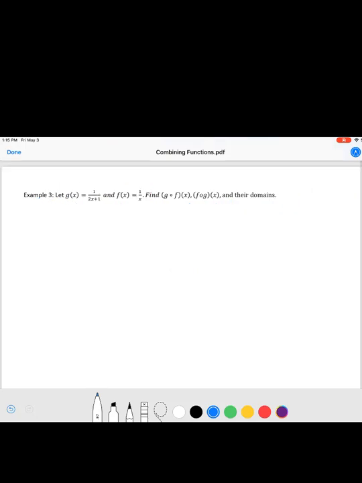Okay, example 3. We have g of x is 1 over 2x plus 1, and we have f of x is 1 over x. Let's first find g of f of x. So this means I'm going to take the entire function of f of x and plug it into g. So I'm taking this whole function, 1 over x, and I'm plugging it into that x right there. So I have 1 over 2 times 1 over x plus 1.